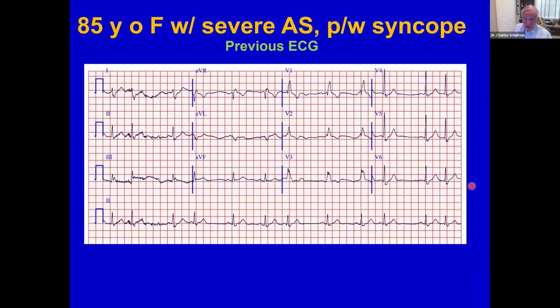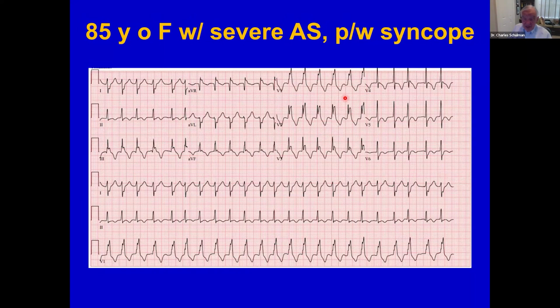Here's her previous ECG in sinus rhythm, and she has a pre-existing right bundle. So at a rapid rate, she still has the right bundle, but this is atrial fibrillation, not ventricular tachycardia. Now, she may need to be cardioverted because people with severe aortic stenosis don't really tolerate tachycardias, but this is not VT.